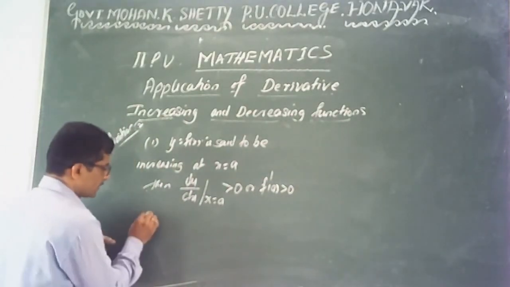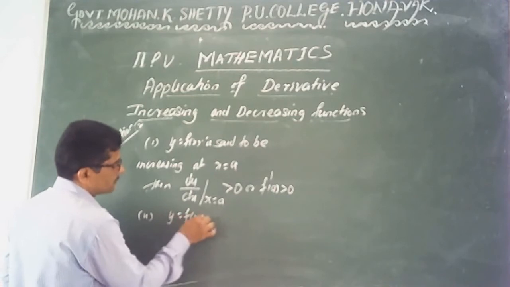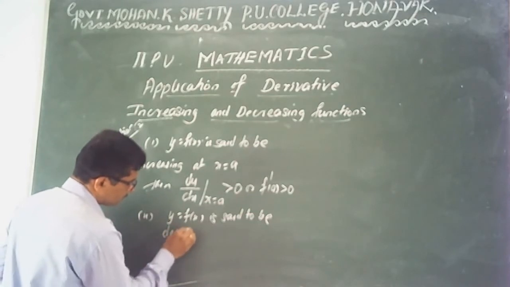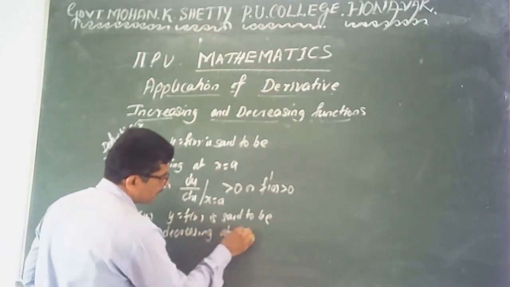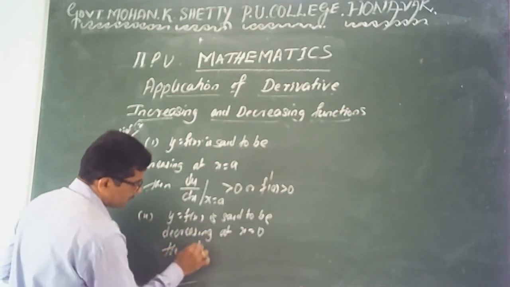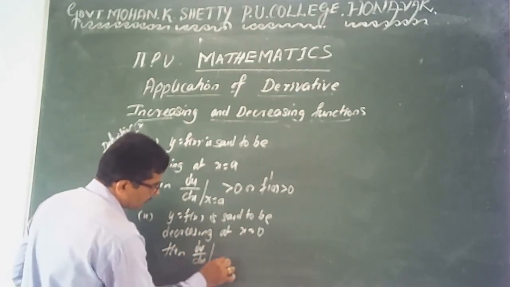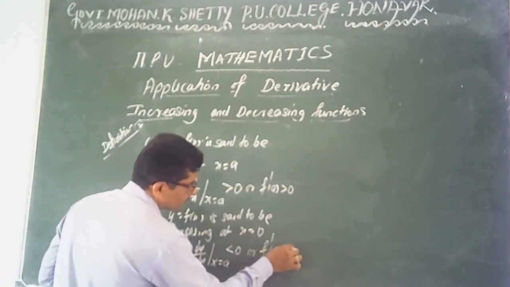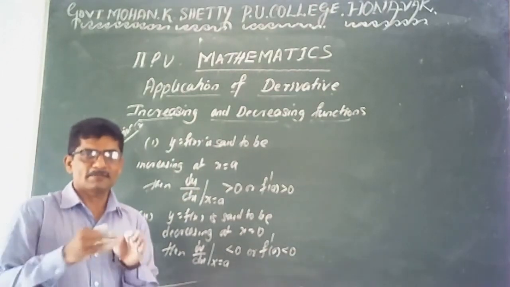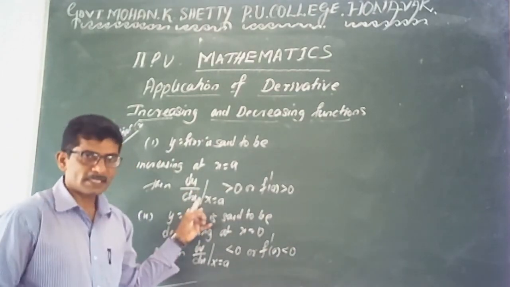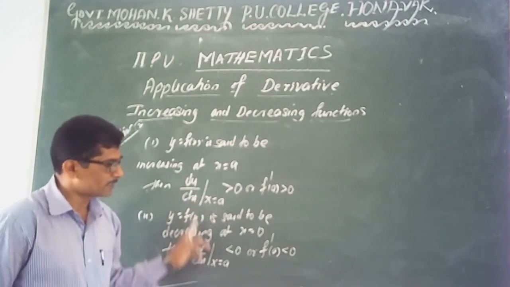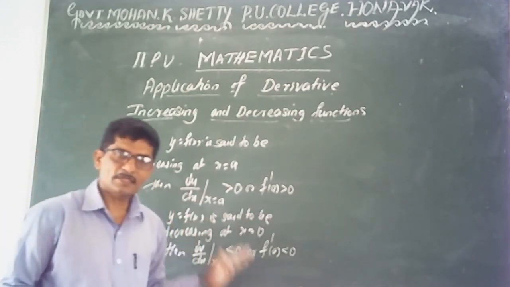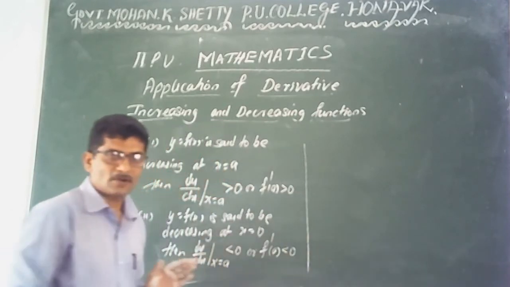It's clear? The second one, y is equal to f of x is said to be decreasing at the point x equal to a. Then the derivative of y with respect to x at the point x equal to a is negative, or you say that the derivative of f of x at the point x equal to a is negative. Simple to verify. You are verifying at a particular point whether it is increasing or decreasing at that point. Very easily find the increasing point or decreasing point.